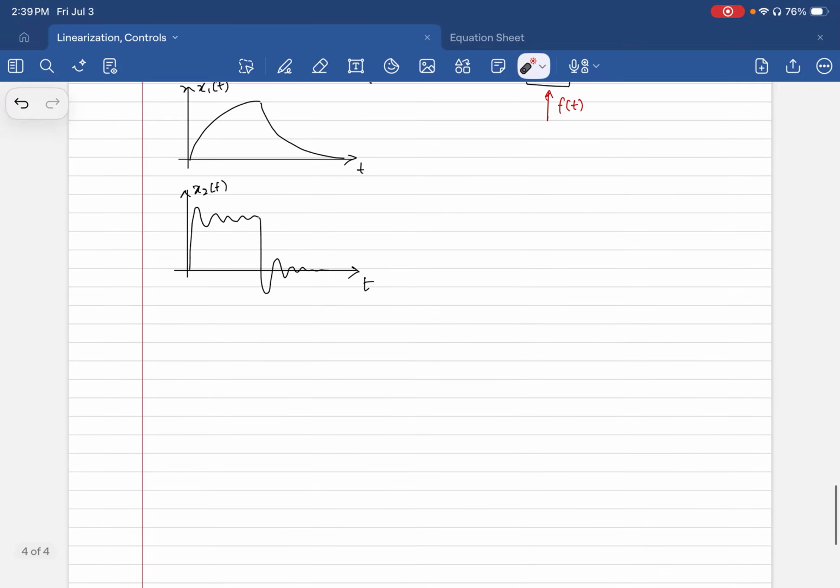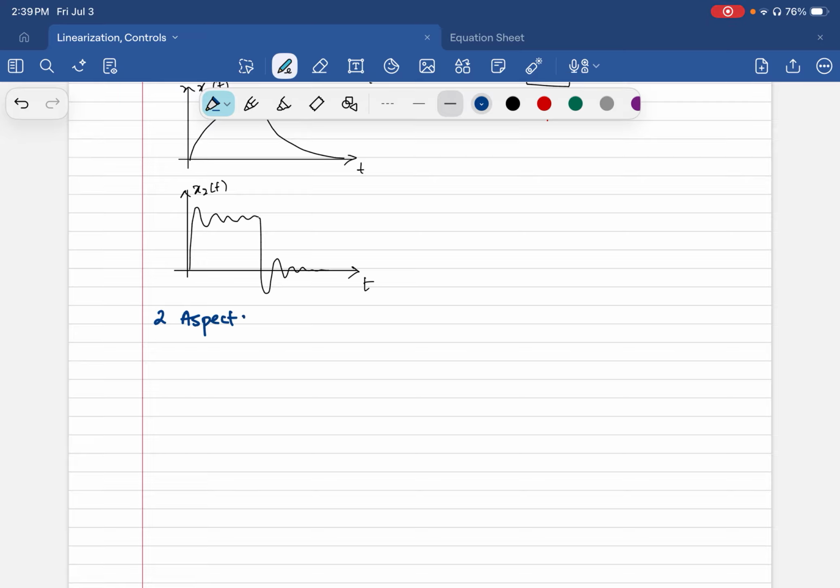But how do we say that the system is achieving any goal? Essentially, there are two aspects to a control system performance. First one is steady state error.